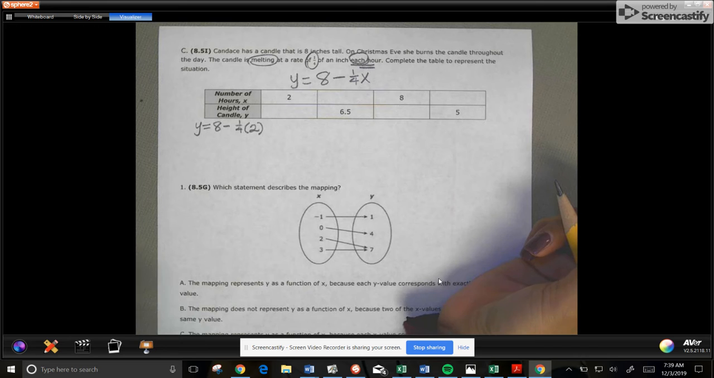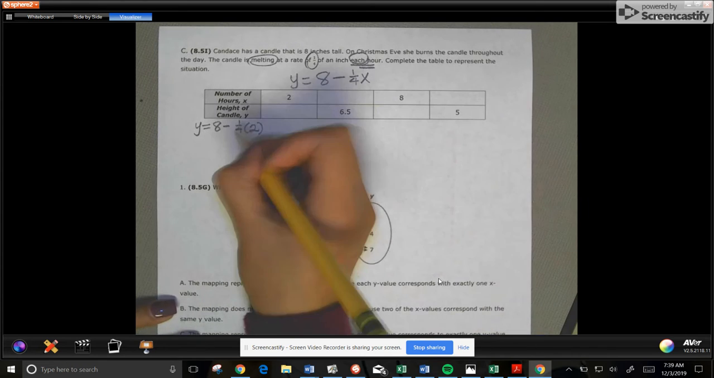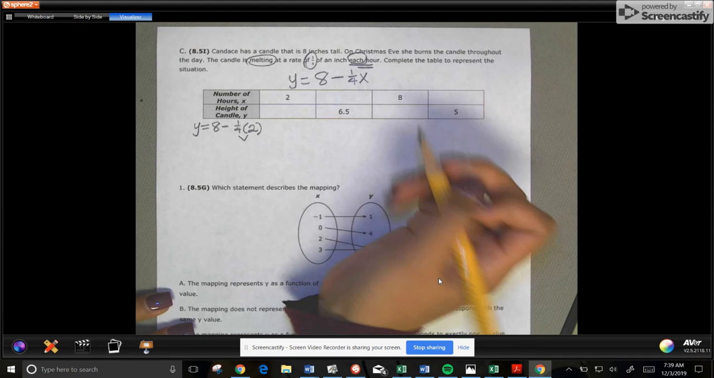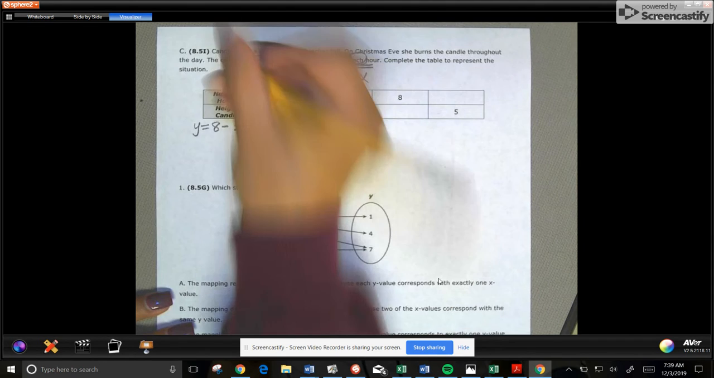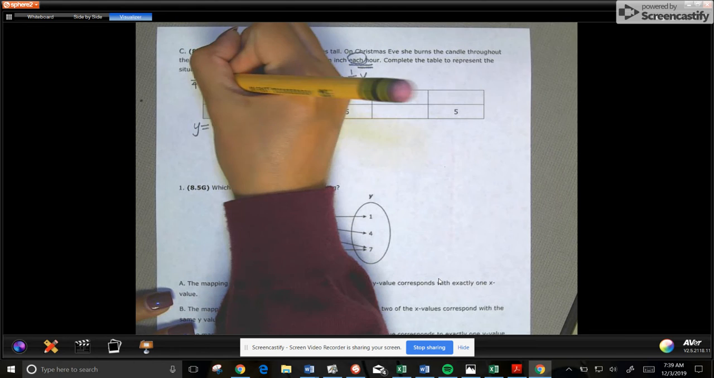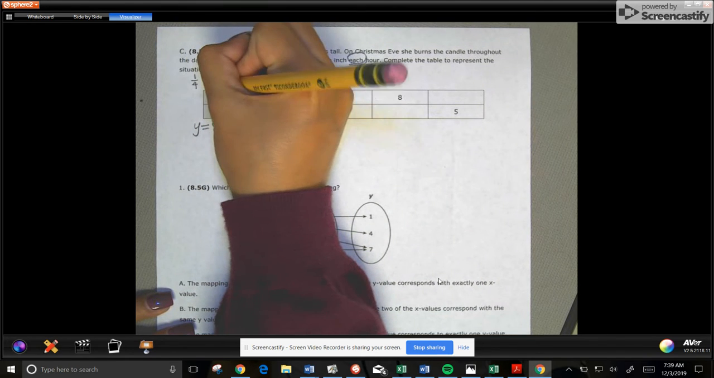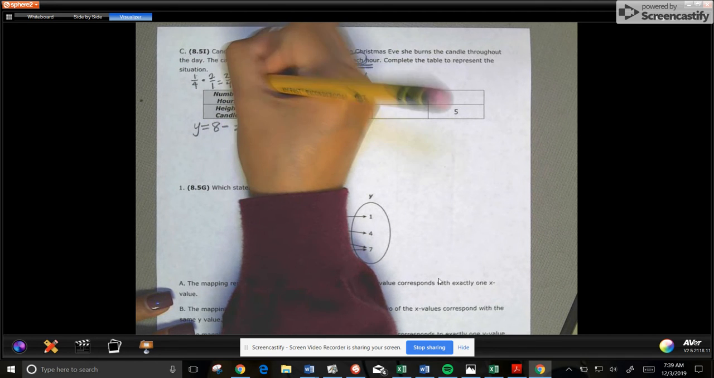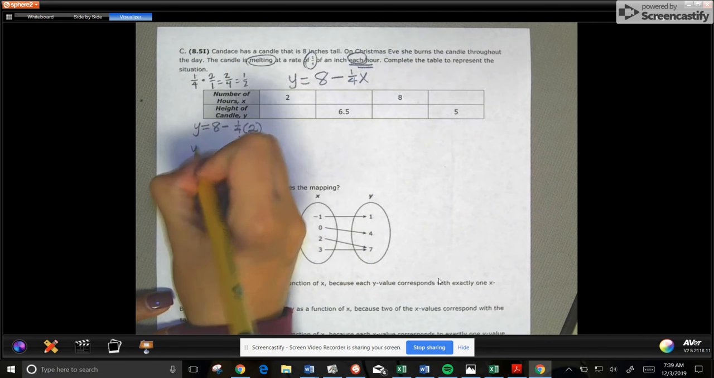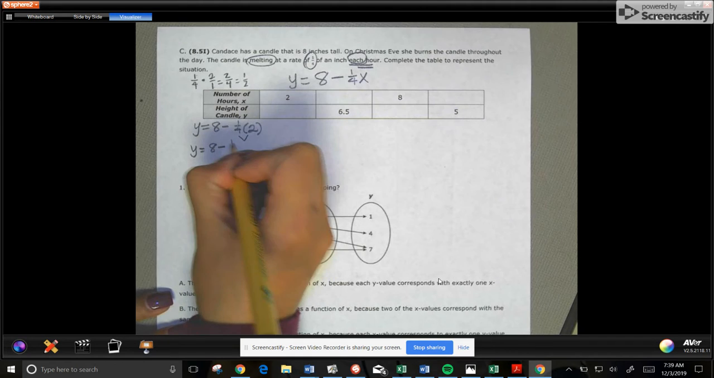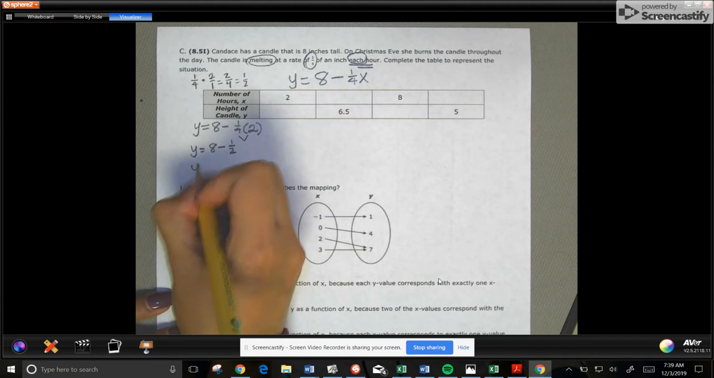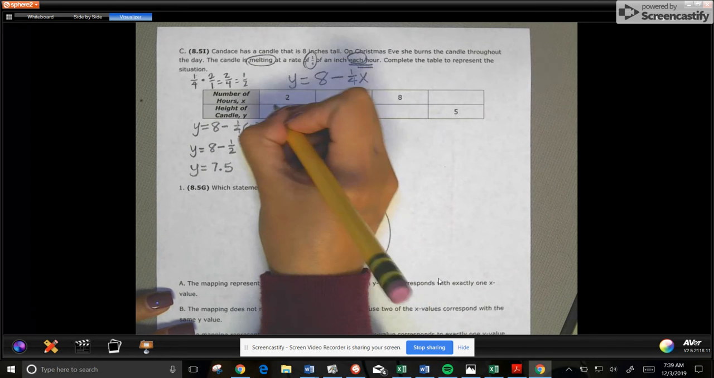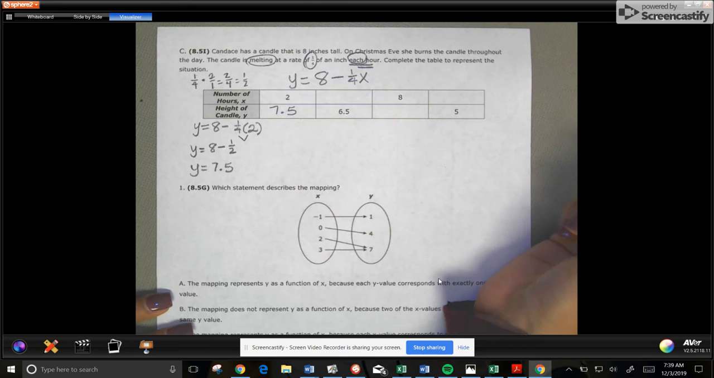Now, if I solve this using PEMDAS, that means I would do 1/4 times 2 first. So 1/4 times 2: 1 times 2 is 2, 4 times 1 is 4, and that simplifies to 1/2. So y equals 8 minus 1/2. When I have 8 minus 1/2, I get 7.5. So down here under 2, I should have 7.5.